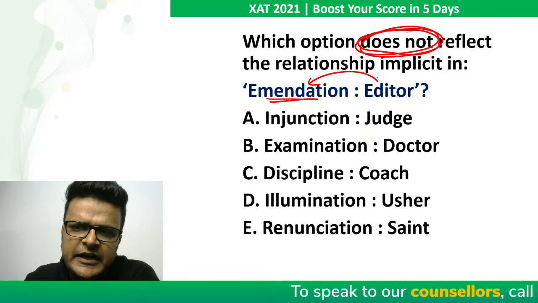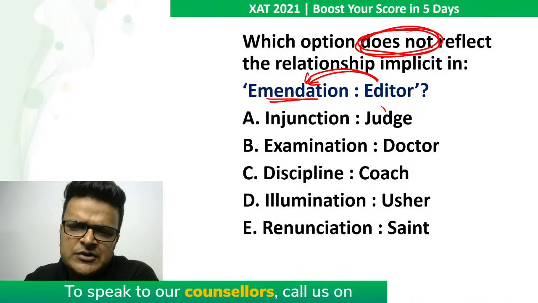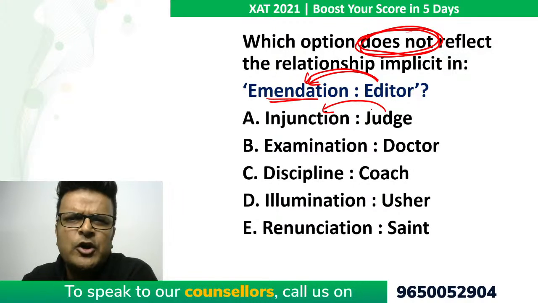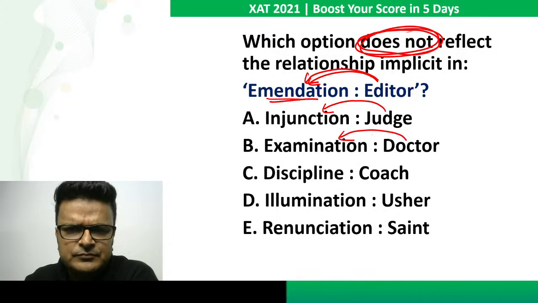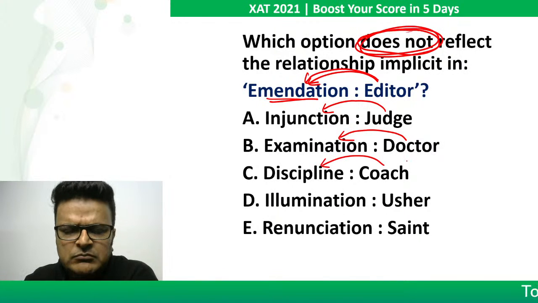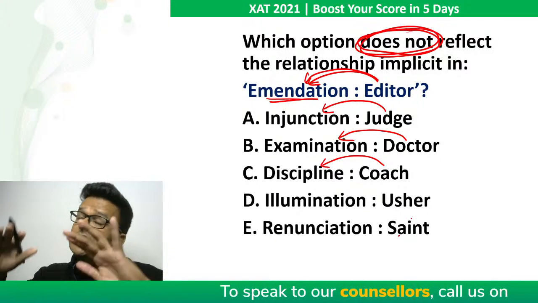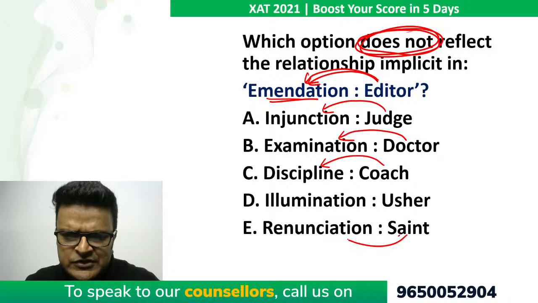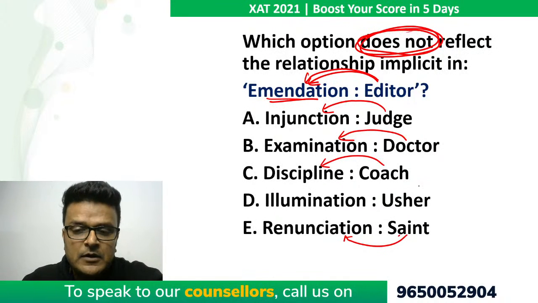कौन करता है? Editor. Editor does emendation. तो जज क्या करता है? Judges pass injunction. Injunctions are orders. Stay order, for example. Doctors do examination. Coaches do discipline. Saints, जो संत वंत चले जाते हैं हेवन वगैरह में, they do renunciation. दुनिया छोड़ देते हैं, वैराग ले लेते हैं. Yes, agreed. Now, who is an usher?